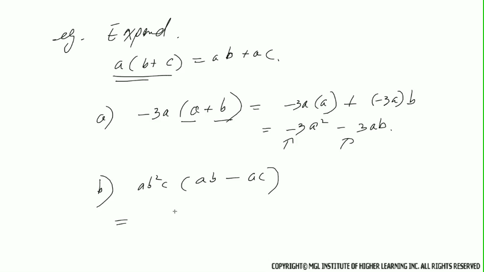Okay, so Arvin, next one. A squared, B squared, C squared minus A squared. Right, so if you multiply this, you get 2A's, 3B's, and 1C, and A squared, B squared, and C squared. Excellent.